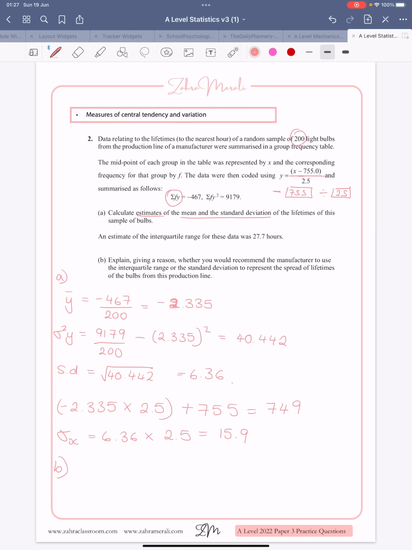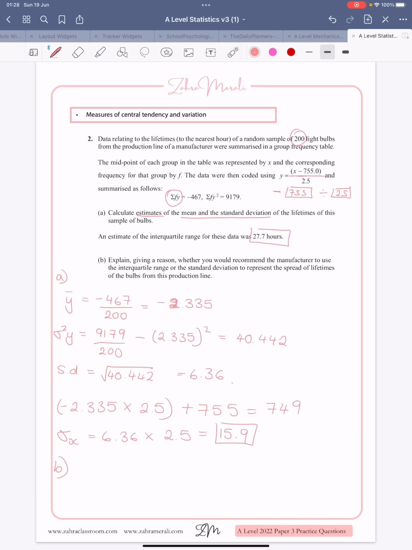Okay, so for part B, what would they recommend they use? Now, if you look at your interquartile range, it's higher than your standard deviation. And there isn't any evidence here that you've got extreme values. Your median is a bit more interesting if you've got extreme values, because your mean will be affected by that, whereas your median won't.